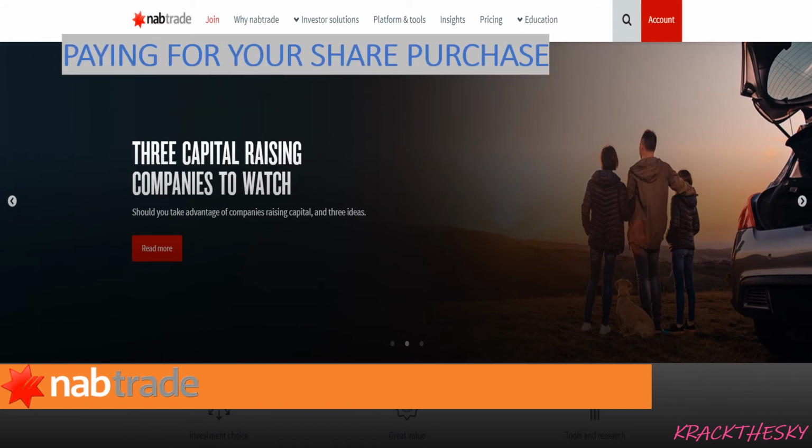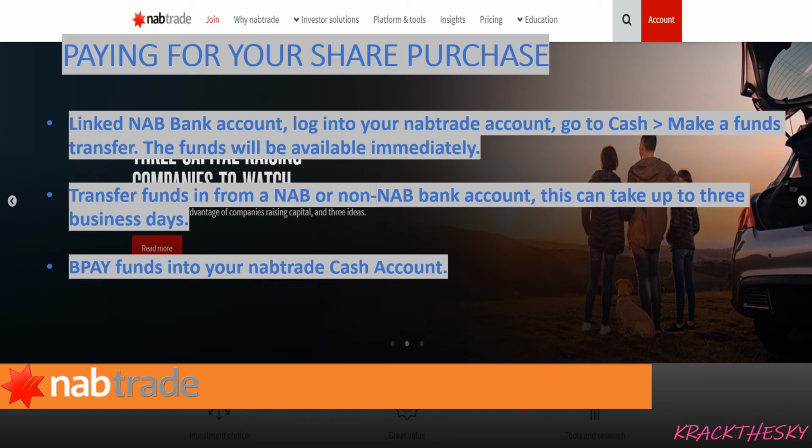So how do we pay for your share purchases? It's all pretty straightforward. You have a linked NAB account. Log into your NABtrade account, go to cash, make your funds transfer. The funds will be available immediately, effectively. If transferring funds from a non-NAB bank account, that can take 2 to 3 business days. It's a bit quicker now, just with the whole banking system. It's much more rapid with all the payments and things.